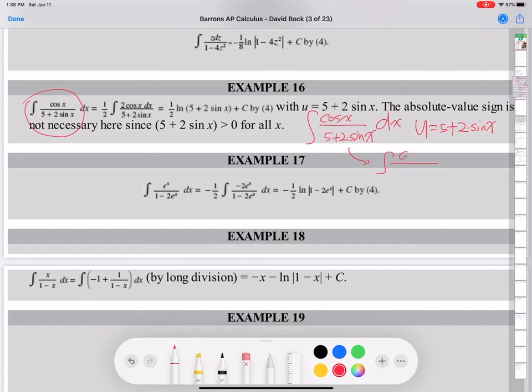Integral cosine x over 5 plus 2 sine x, that part is u part. And then I'll change dx to du. I told you dx is always 1 over u prime. U part is 5 plus 2 sine x. So u prime is what? 0 plus 2 cosine x, because sine x derivative is cosine x. So 2 cosine x du. And then this cosine x crosses out. And then what is left? Just 1 over 2 is the coefficient. Integral 1 over u du is left.